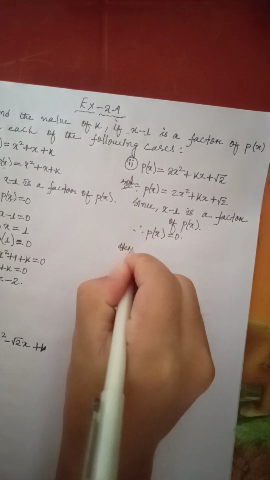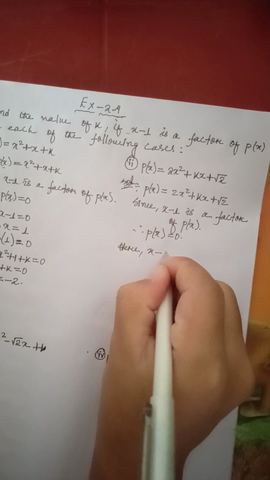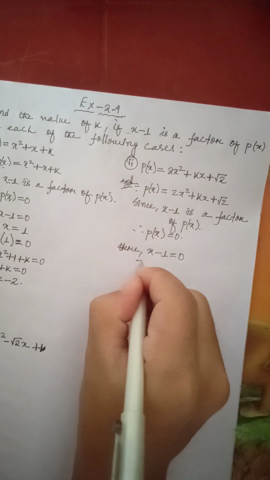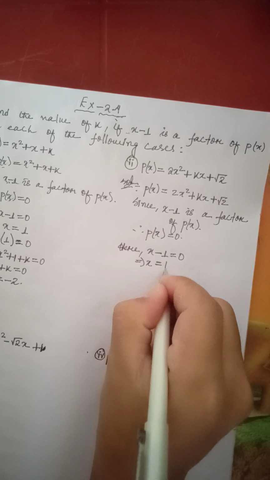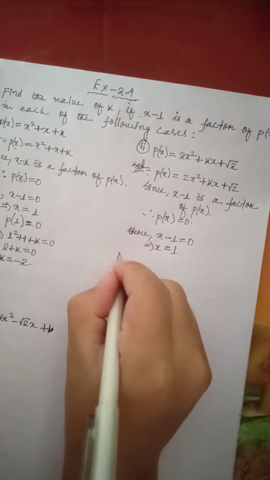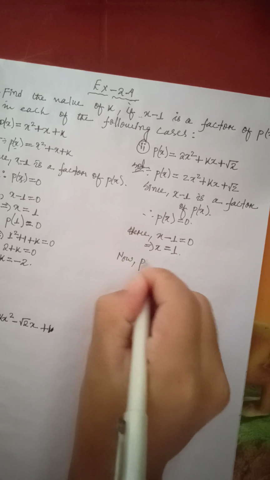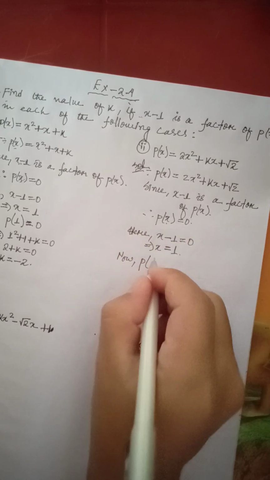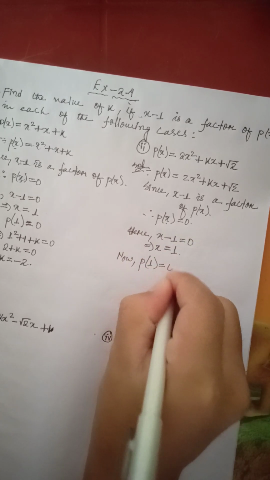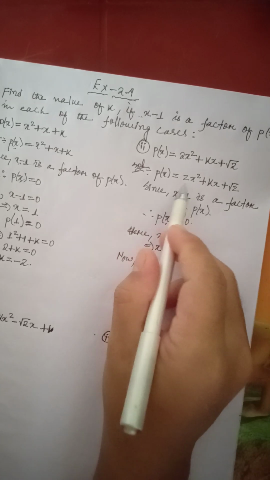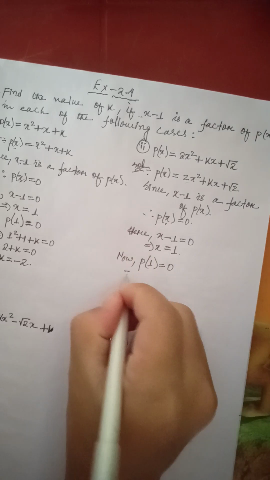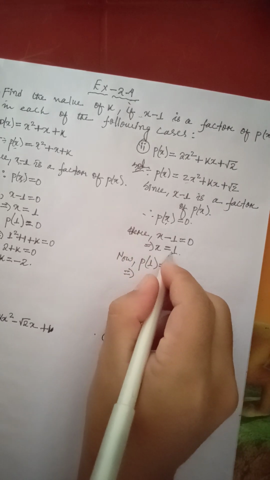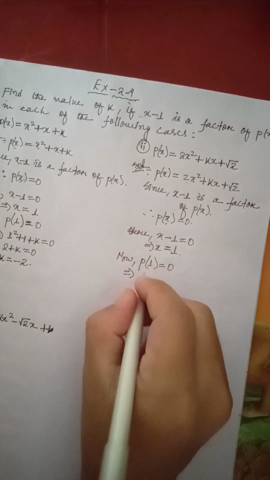Let us find the value of x from here. That is x minus 1. Let us make it equal to 0. And after that, if you move this minus 1 to the other side, then it will become plus 1. Now the value of x that we have in hand is 1. Let us put x equal to 1 in p(x). What is p(x) that we have? It is 2x squared plus kx plus root 2. Now let us put the value x equal to 1 in each of this.